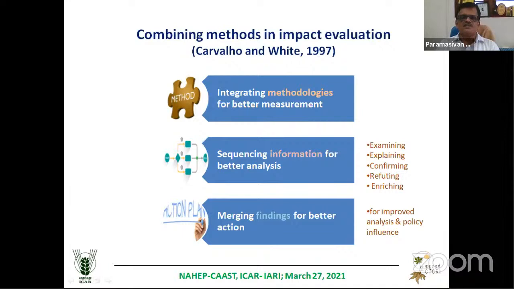The second one is sequencing information. It means you are collecting the data, for example, through qualitative focus group discussions. From there, you are identifying the major themes, and you are also identifying the major dimensions which are part of, for example, good governance. Good governance is a general construct.